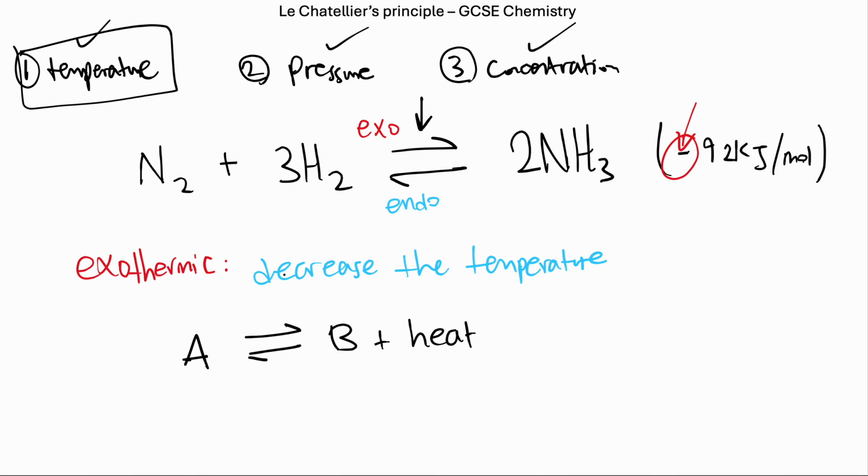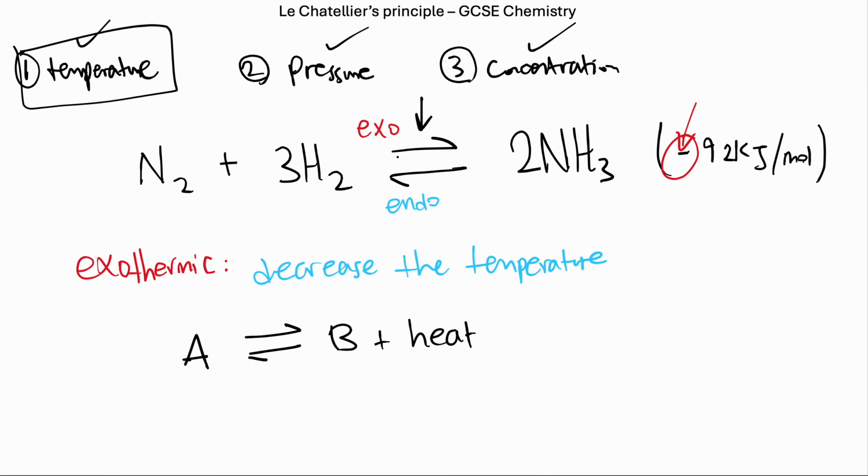Likewise, if the reaction was endothermic, then one of the reactants would be heat as well. So A plus heat would go to form our product B. Let's go back to our exothermic reaction though. So we're decreasing the temperature. A reactant goes to form our products and heat since it's exothermic.